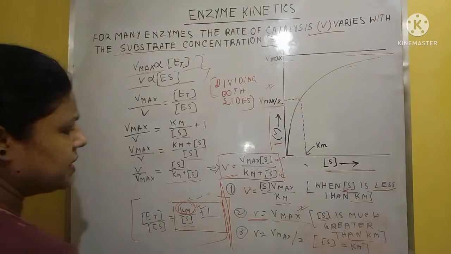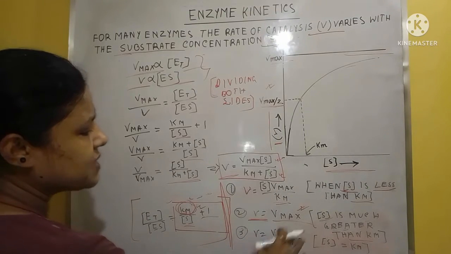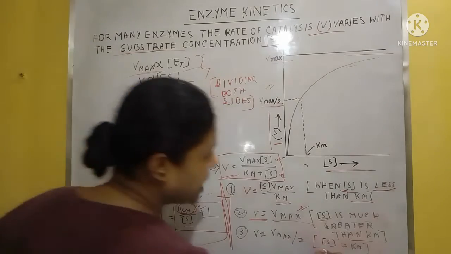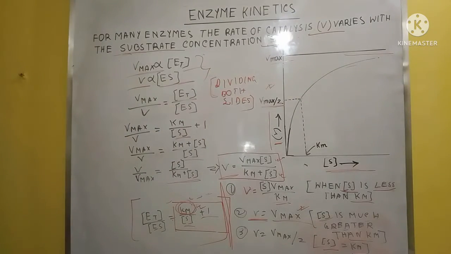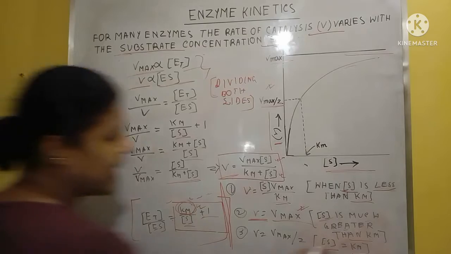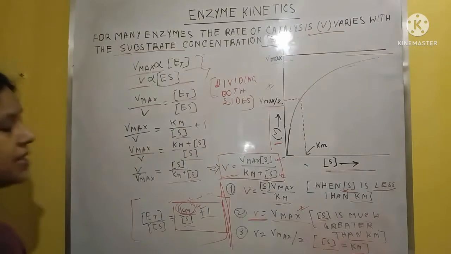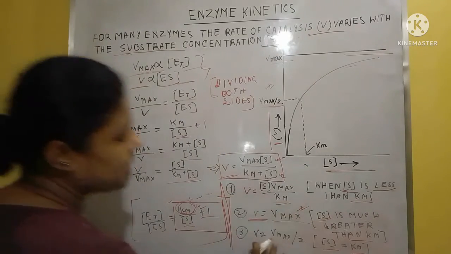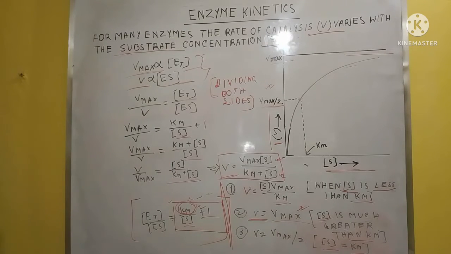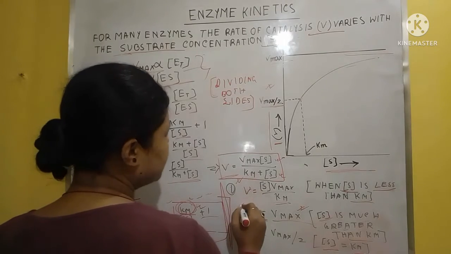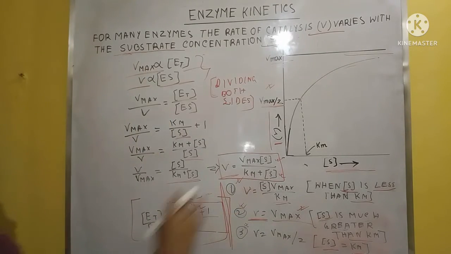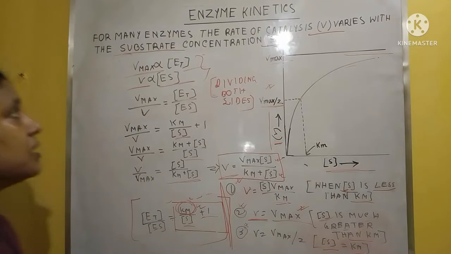In the third category, you see that V equals Vmax by 2. That means when the substrate concentration is equal to Km, when these two are equal, then the velocity becomes half of the maximum. Clear? So these are the three categories, totally related to V, Vmax and Km. This is the equation of enzyme kinetics, the Michaelis-Menten equation.